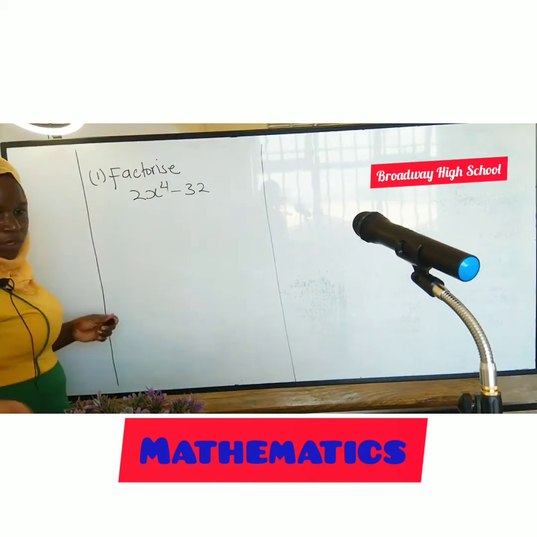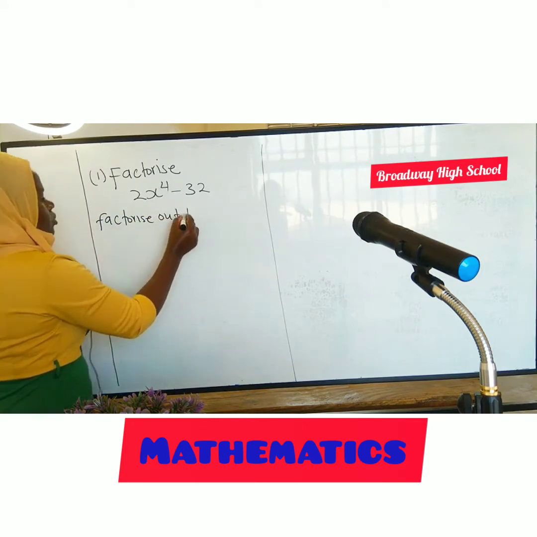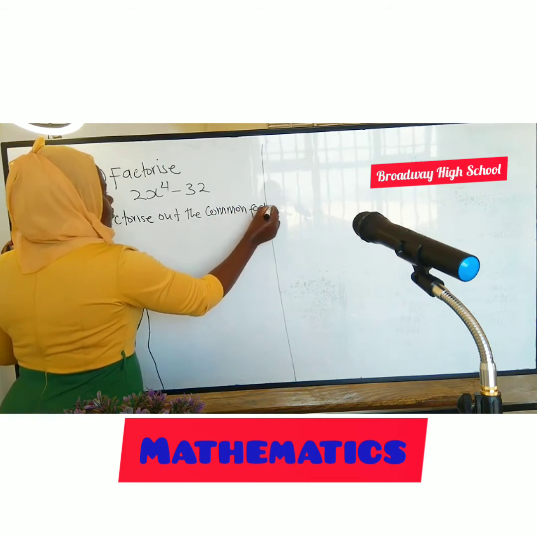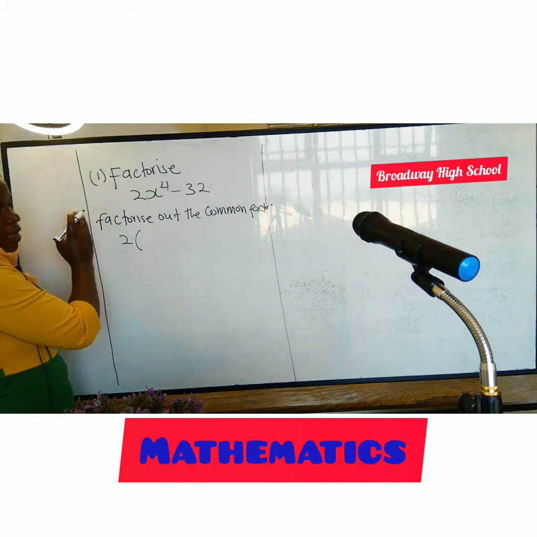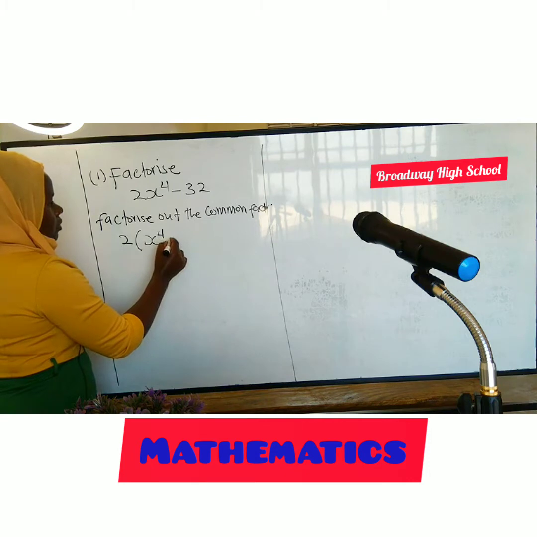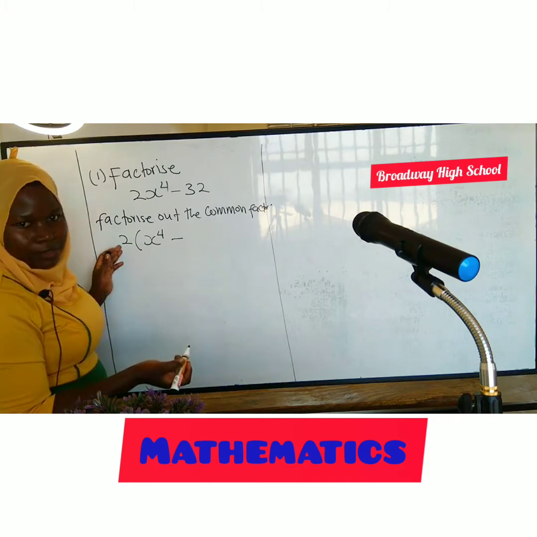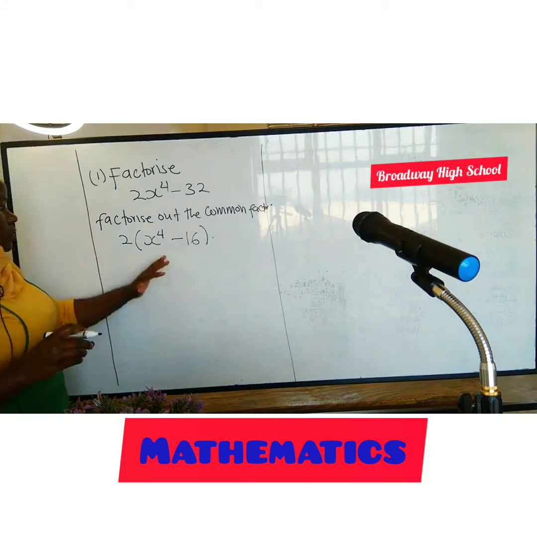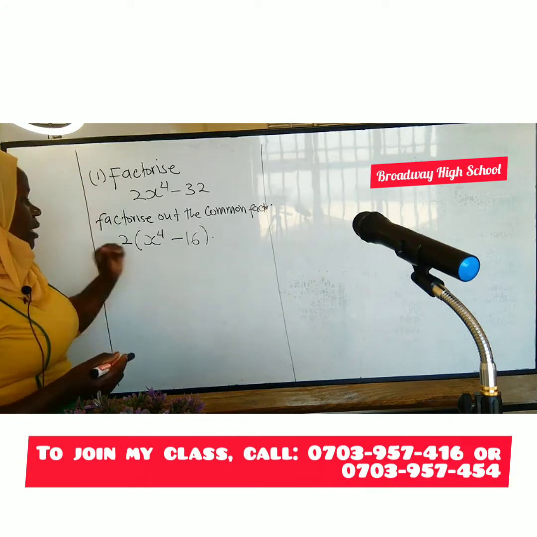So what are we going to do? First, we shall factorize out the common factor, which we have said is 2. When we factorize out 2, it's like we have removed the 2 from here. We have divided by 2. So what have we remained with? X power 4 minus, the sign doesn't change of course, 32 divided by 2, which gives us 16. Having factorized out 2, what we remain with inside the bracket is x power 4 minus 16.